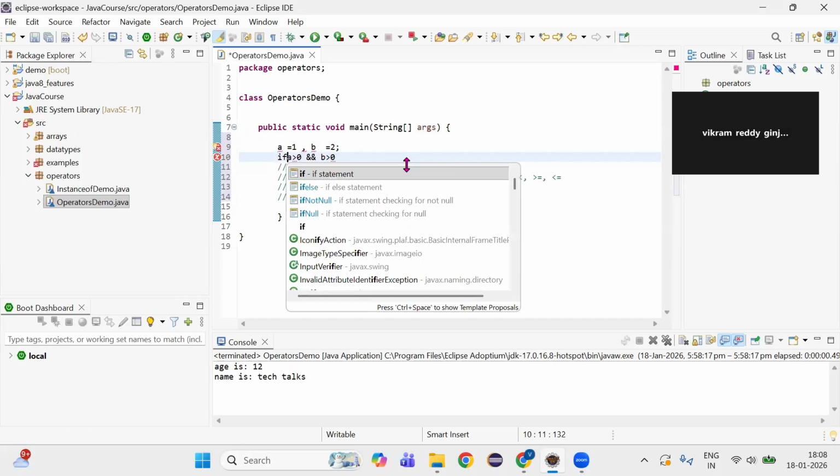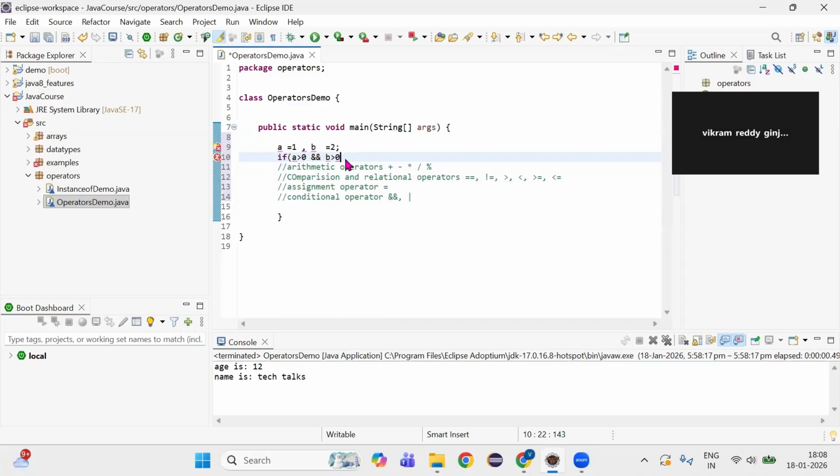Generally we use these logical operators as conditions in an if block or in looping statements, like a for loop or while loop. See here, this is my condition. If I want to check this condition, is b greater than 0 always needed to be executed? No, right? Suppose I give a value of 0. In this case, it checks if a greater than 0. So a is not greater than 0, a equals 0. So then this condition itself failed.